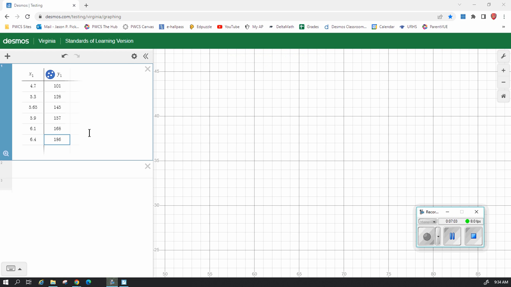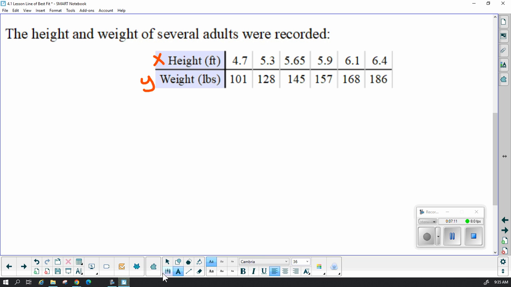So hopefully you've gotten these in here correctly. They should look like mine. If you're struggling with how to put the points in, please do raise your hand and ask for help. We're making sure that the right numbers go together. So 4.7 and 101, that is a point. So it would look like this if we wrote it as a coordinate. I'm sorry for the sloppiness. So there are 6 coordinates, 6 points that we should be putting in here.